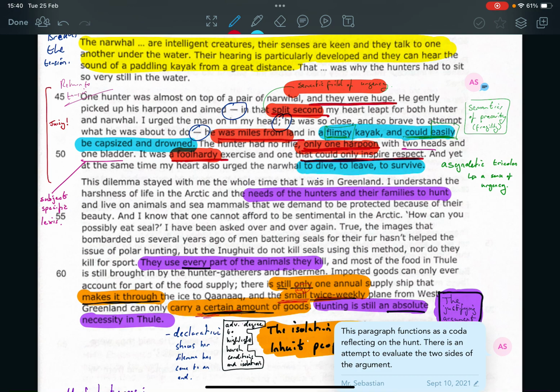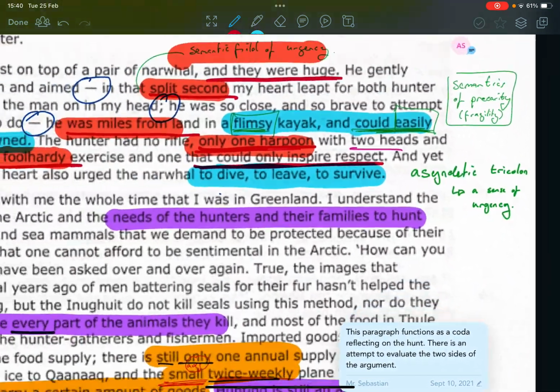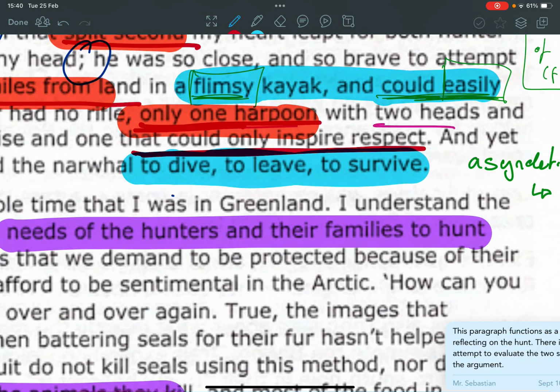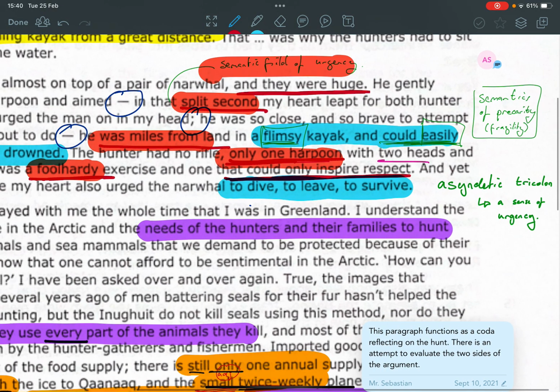The end of that paragraph: "The hunter had no rifle, only one harpoon with 2 heads and 1 bladder. It was a foolhardy exercise and one that could only inspire respect. And yet, at the same time, my heart also urged the narwhal to dive, to leave, to survive." We have an asyndetic tricolon to create this sense of urgency here. So the asyndetic tricolon, to dive, to leave, to survive. It's also anaphoric because it's 2, 2, 2. So it's anaphoric and asyndetic and a tricolon.